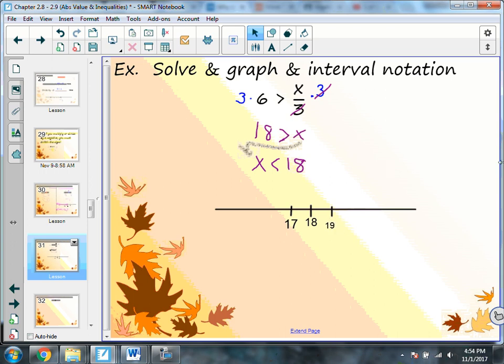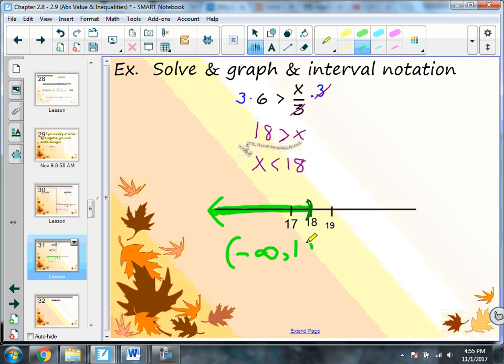And x is less than 18, not less than or equal. So I'm going to take a parenthesis to denote just that less than. And then it's less than, so I'm going to shade left where all the numbers are less than 18. And then have an arrow that denotes it goes to -infinity. So my interval notation is parenthesis -infinity, and I have to have a parenthesis next to the infinity because I cannot reach it. 18, and then end parenthesis.